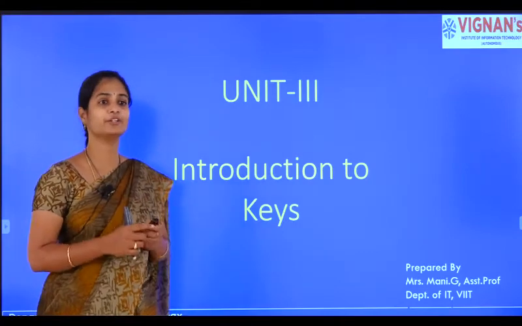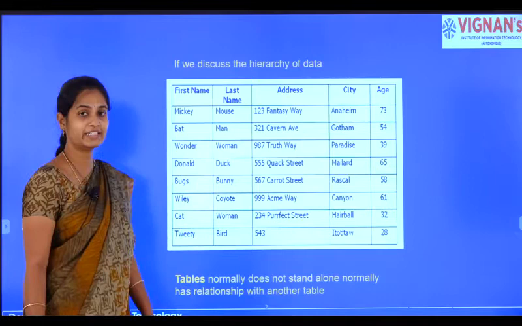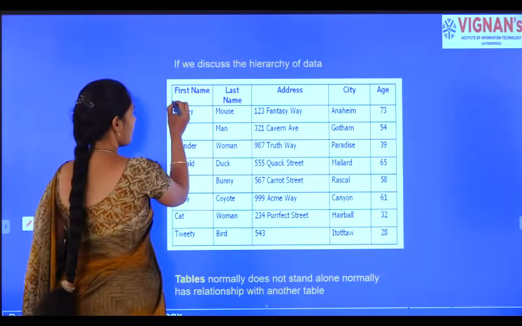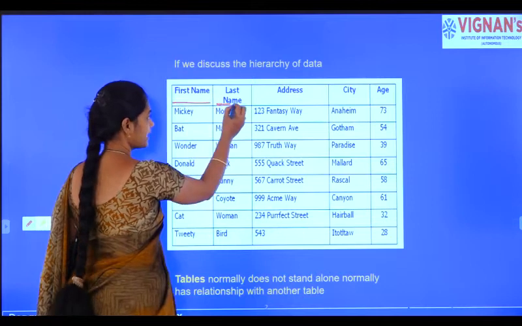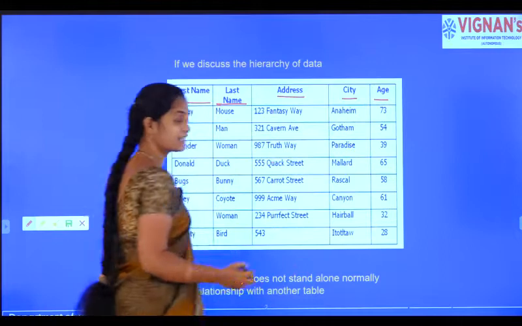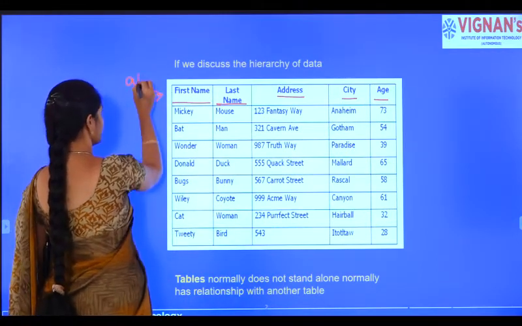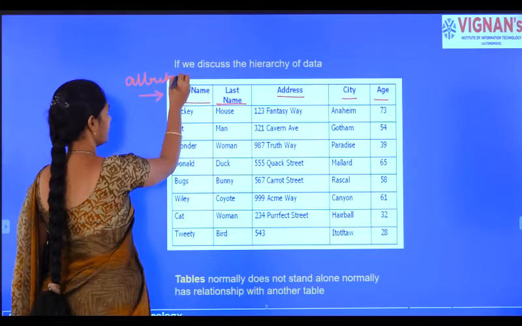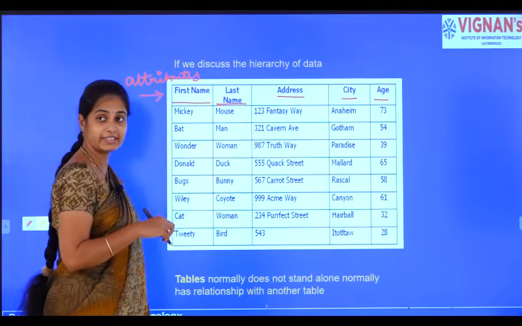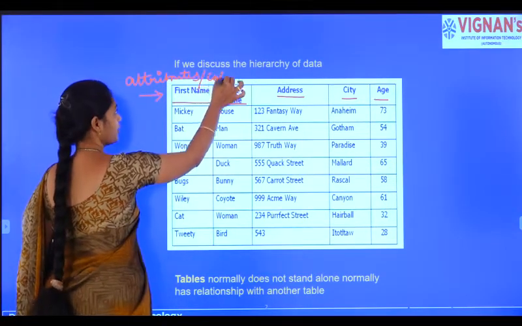So before going to the topic, why do we need keys? If you take this example, all these are attributes: first name, last name, address, city, age. These are considered to be the attributes or columns. If you take the hierarchy for the data, these are called attributes or columns.